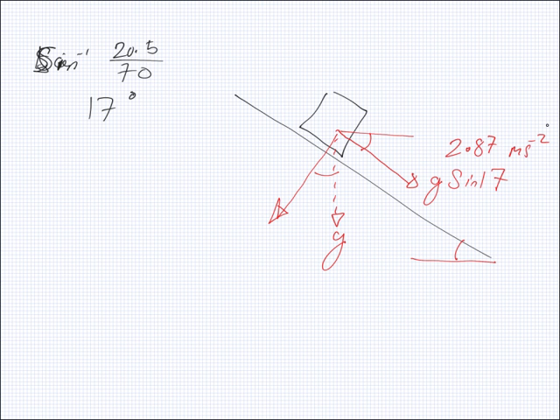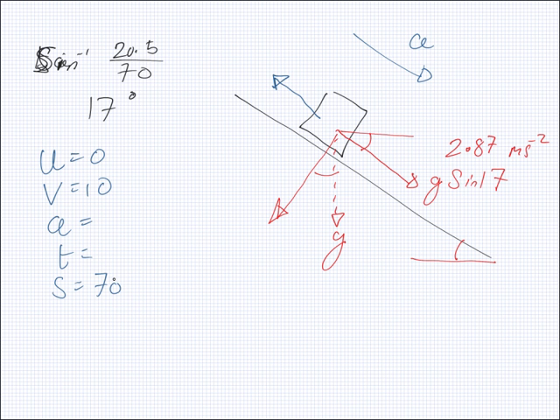Now it won't really go down the hill that fast because there's a force pulling it back, the friction. So what I want to do is calculate the a. Do I know the u? I do, it's 0. Do I know the v? I do, it's 10. Do I know the a? I don't. t? I don't. s? I do. It's 70. How can I get the a? I could say v squared equals u squared plus 2as. So the a is 100 over 0.14, 0.714 meters per second squared.